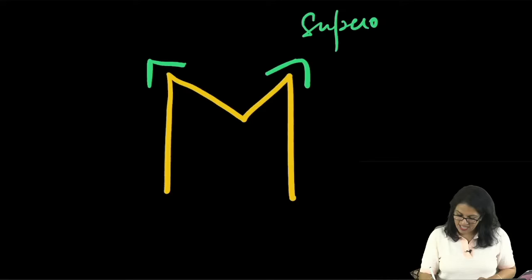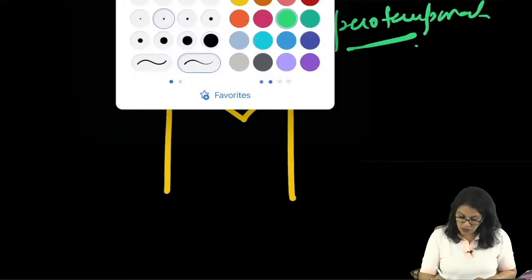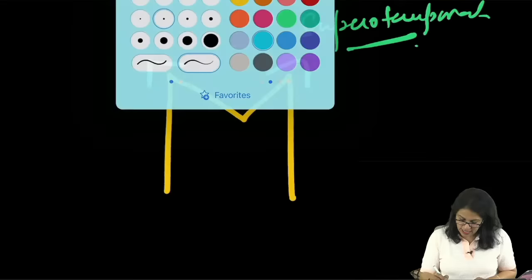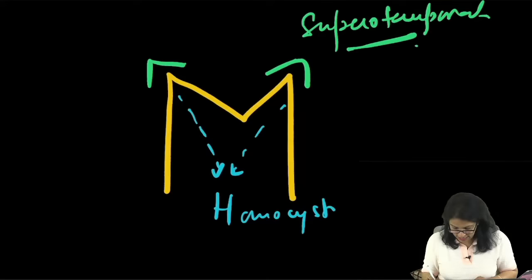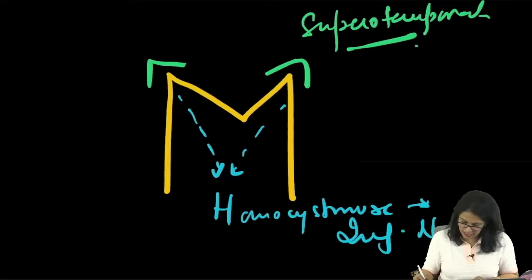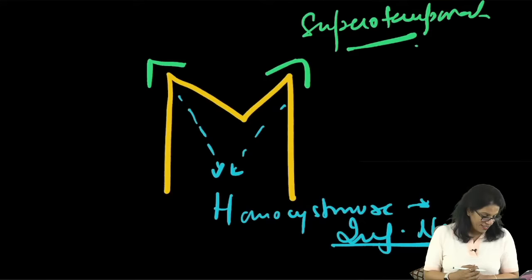This was asked in your AIIMS exam. Now, you make a dotted line like this. Make arrows and write an H. So, with this diagram, we learned two conditions and two directions. What is H? Homocystinuria. In homocystinuria, it is inferonasal. Very good, very nicely answered.